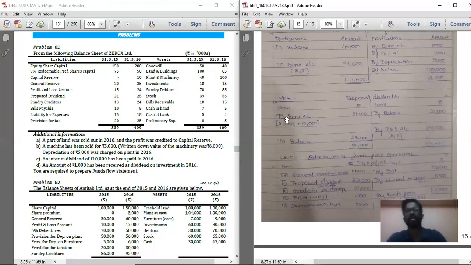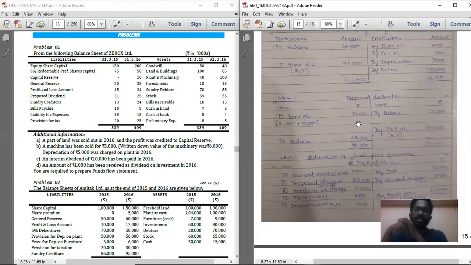So when dividend is paid, what is the entry? Dividend account, proposed dividend to bank account, because cash is going out. So in the debit column, record to bank account, within bracket 21,000 plus 10,000. Understand why this 21,000 came: previous year proposed dividend is paid in the current year, and current year proposed dividend will be paid in the next year. So previous year proposed dividend is 21,000 plus interim dividend of 10,000, total 31,000. In the amount column record 31,000.